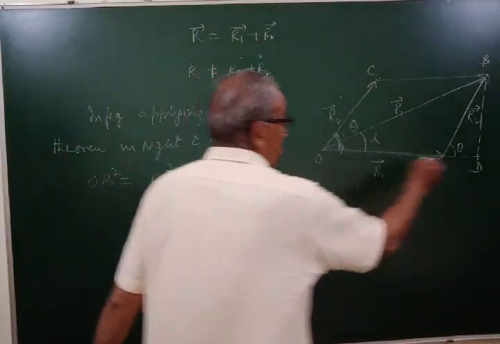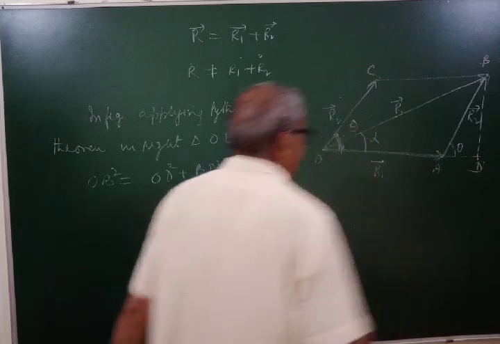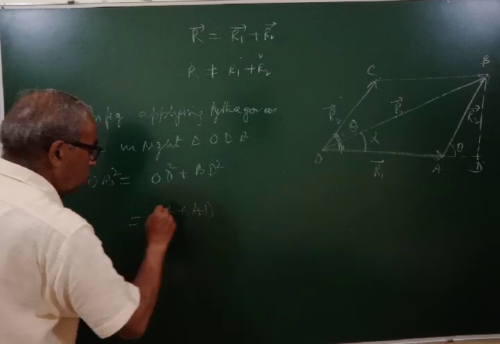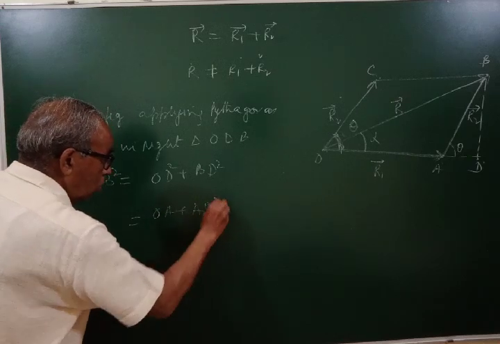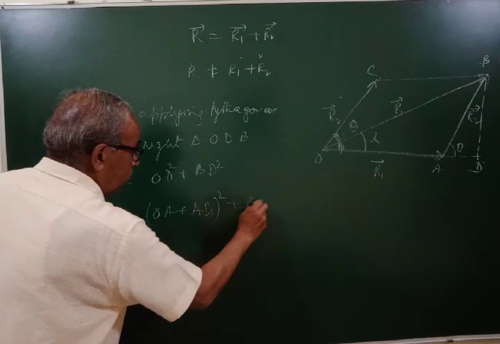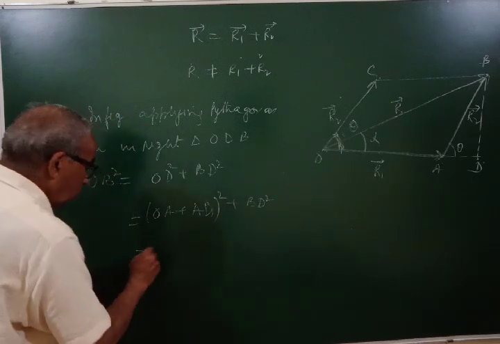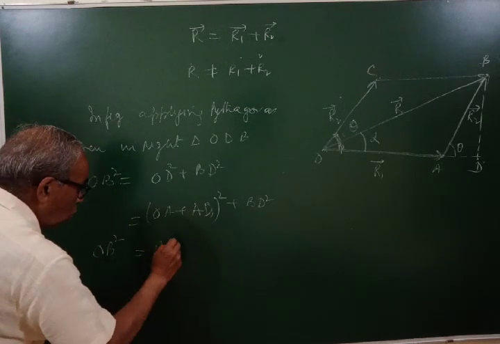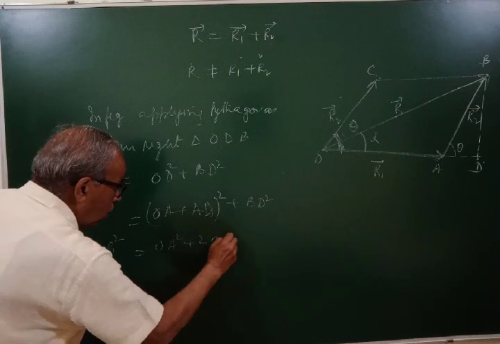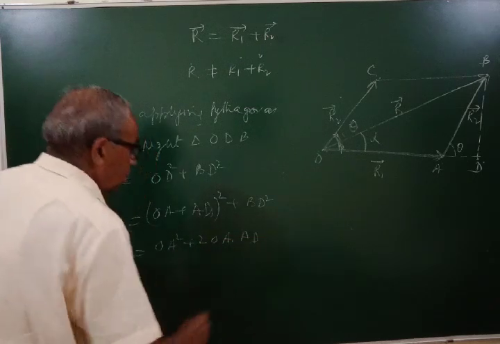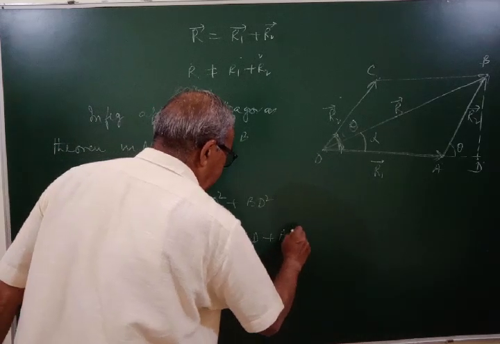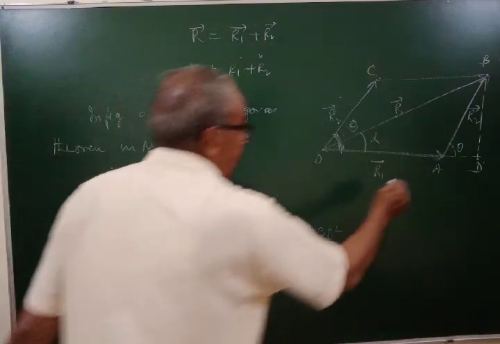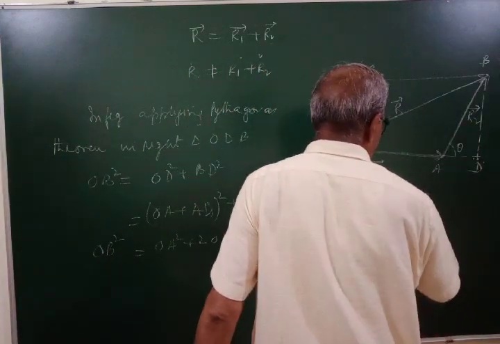Here OD is equal to OA plus AD. So you can write OB square equal to OA plus AD whole square plus BD square. Now, using A plus B whole square, OB square is equal to OA square plus 2 OA into AD plus AD square plus BD square.